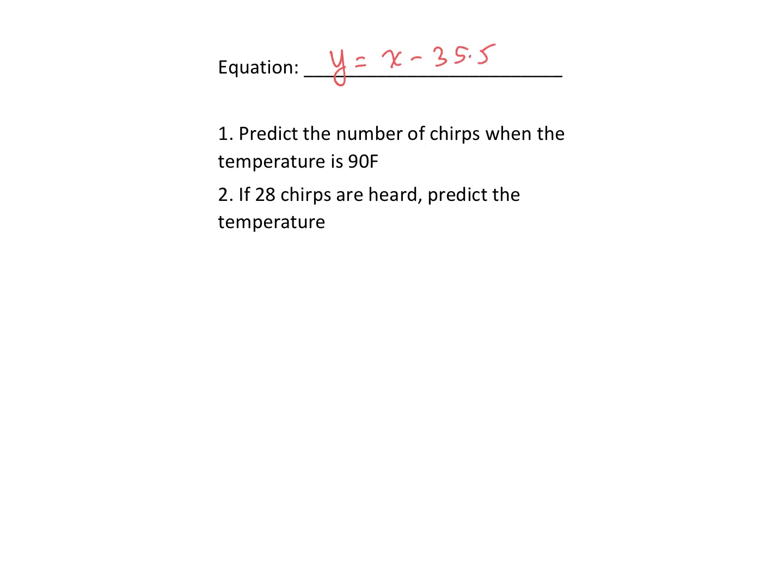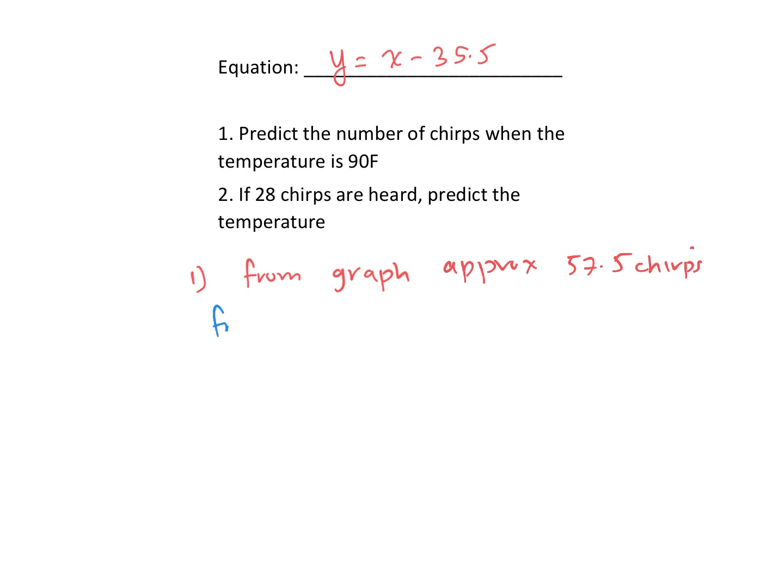I can predict either from the graph or from my equation. So from the graph, it wants me to find the number of chirps when the temperature is 90 degrees Fahrenheit. Probably from my graph, I'm going to say approximately 57.5 chirps. That's from my graph. So that is an approximation.